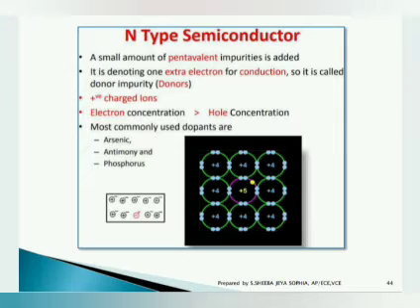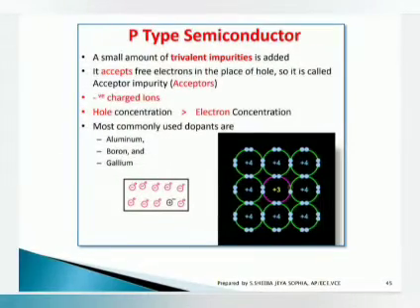Moving to the P-type semiconductor, a small amount of trivalent impurity is added. It accepts the free electrons in the place of holes, so it is called acceptor impurity or acceptors. It is negatively charged ions, and here the hole concentration is always greater than electron concentration. Most commonly used dopants here are aluminium, boron and gallium.